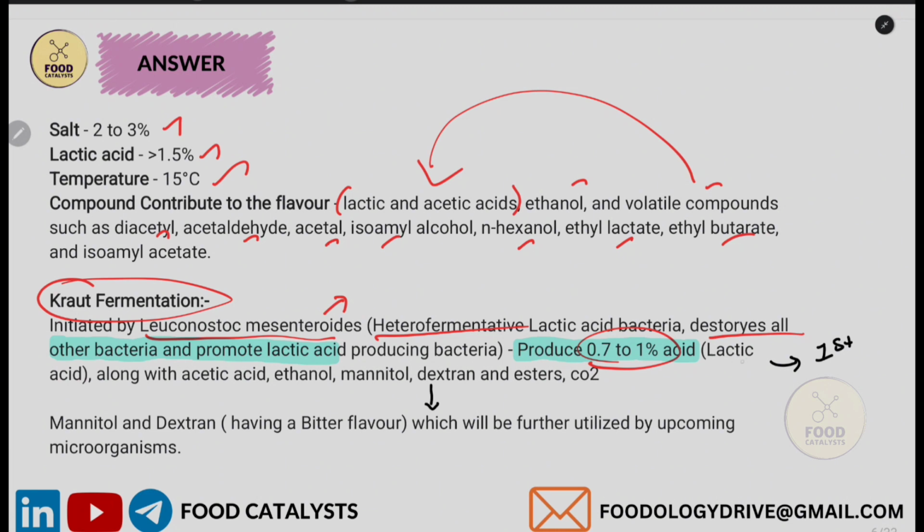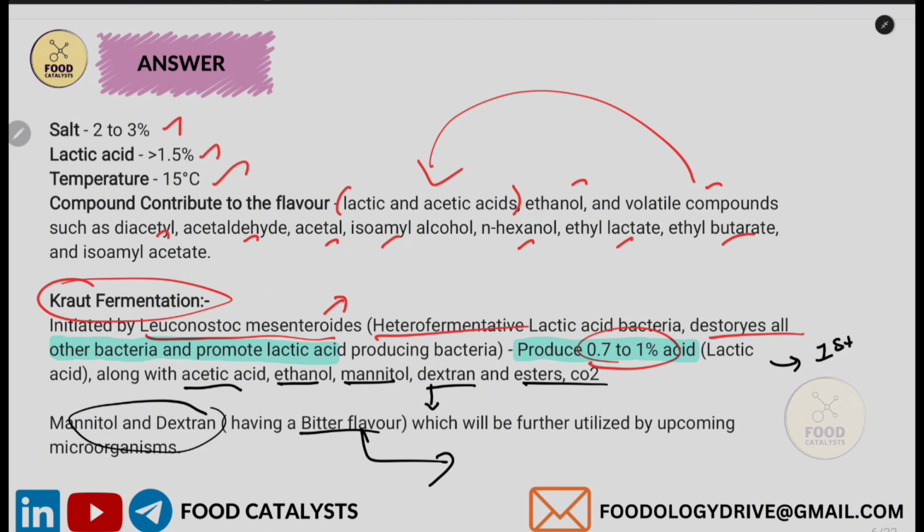Along with the lactic acid, which has been produced at 0.7 to 1%, it also contains acetic acid, ethanol, mannitol, dextran and esters. See, this mannitol and dextran is a bitter flavor component, so we need to further utilize this component. In order to reduce the bitterness, we have to convert these components, right? So this is the second step.